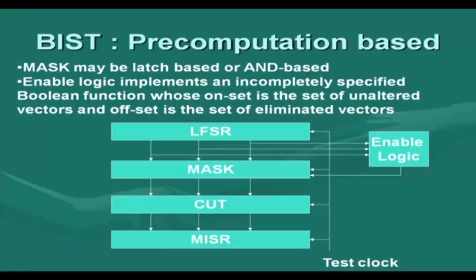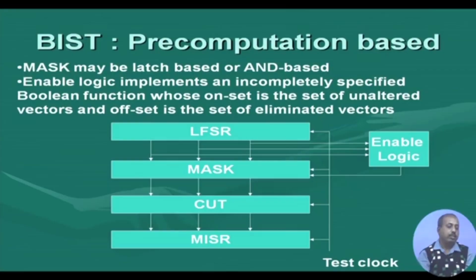Another possibility is that we can make it a latch-based mask. In the case of a latch-based mask, the latches will hold the last pattern that was generated by the LFSR and applied to the circuit. Even if the LFSR generates new patterns, this mask will not allow the new pattern to come to this side. So the circuit will see the previous pattern, the last productive pattern. As a result, since there is no change in the input to the circuit, the circuit does not make any transition, so there is no power consumption in this region.